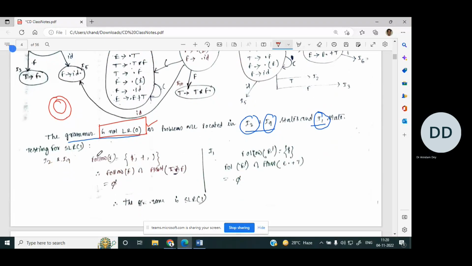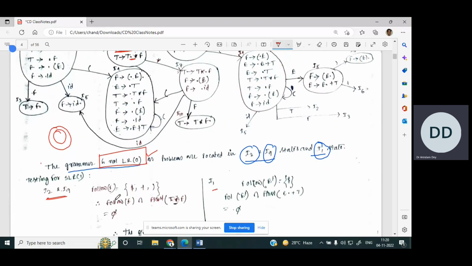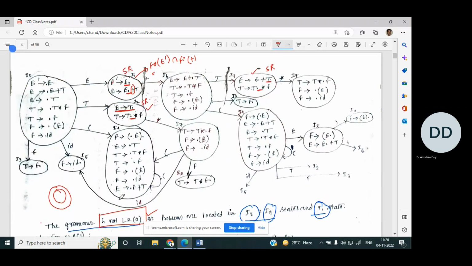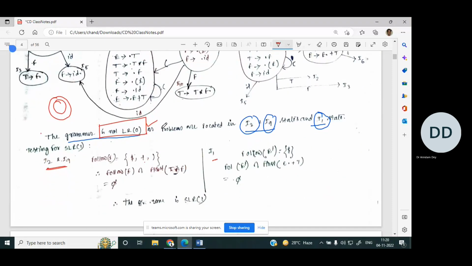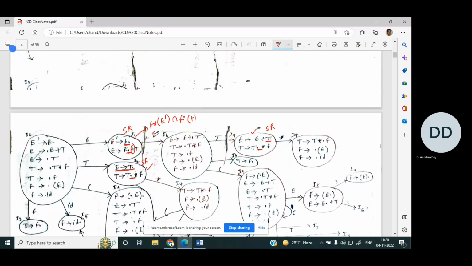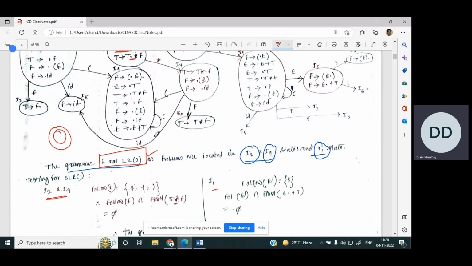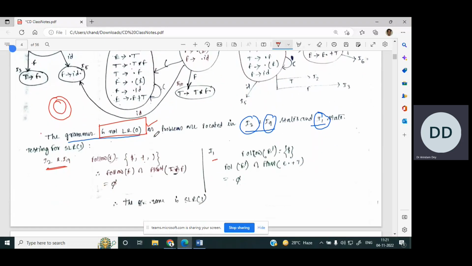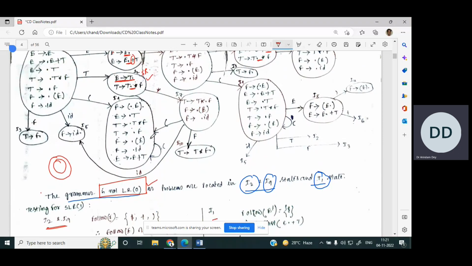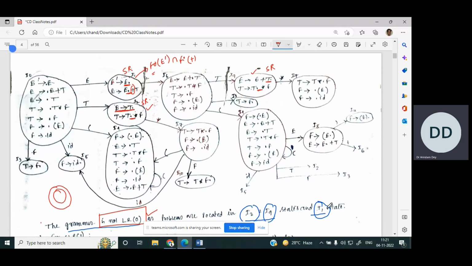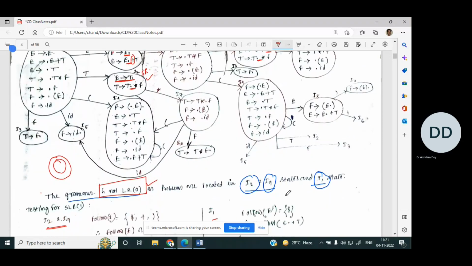Now see, I have shown the I2 and I9 states here, and the I1 state also. So what is the follow of P? I have calculated the follow of P here. It is dollar, plus and bracket. Follow of P. Here it should be this is I1, I2. Now this is follow of E.